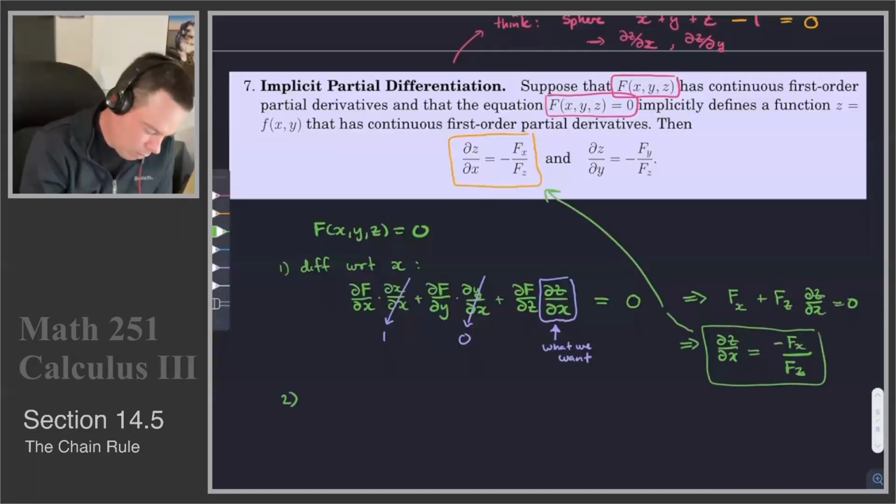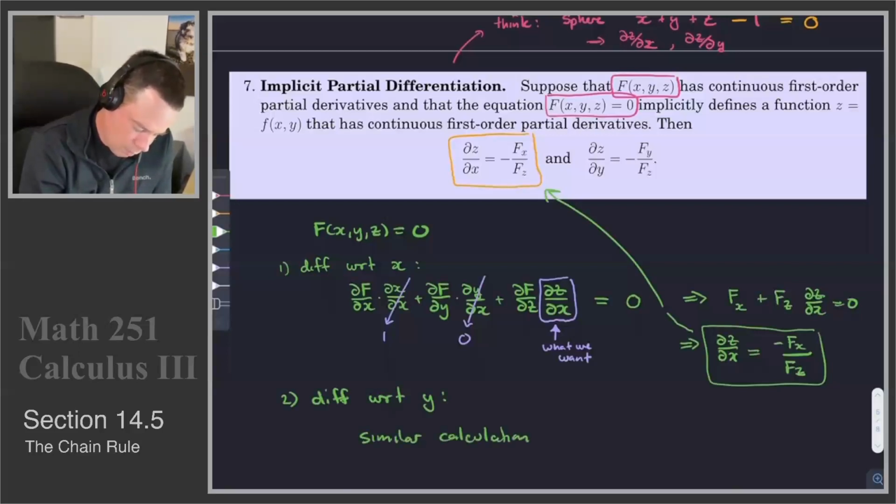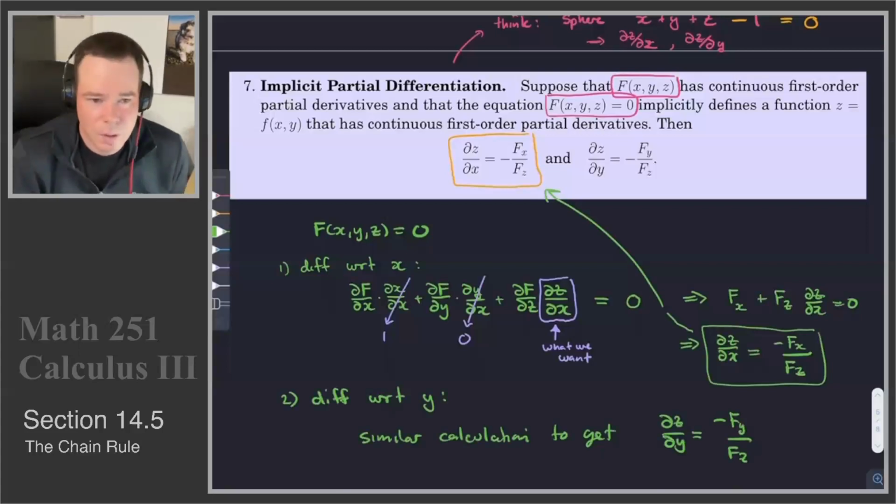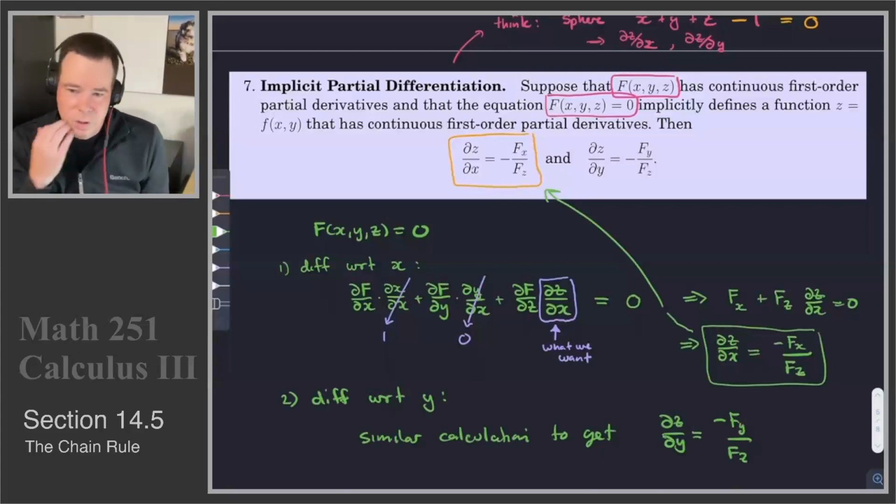Step 2 would be to differentiate with respect to y. And we would have a similar calculation to get dz/dy is equal to negative f sub y over f sub z. So that's our technique of partial differentiation.